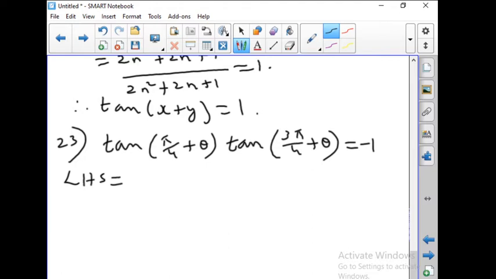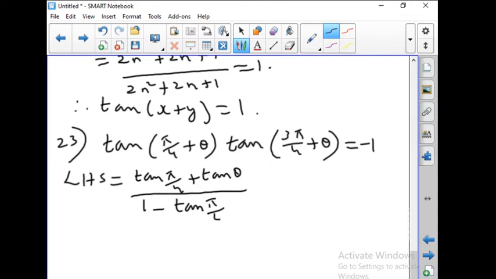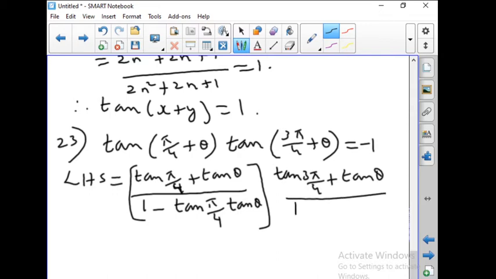Now using the identity, tan(pi by 4 + theta) can be written as (tan pi by 4 + tan theta) divided by (1 - tan pi by 4 into tan theta). Then similarly we have the next one. So the next one is (tan 3 pi by 4 + tan theta) divided by (1 - tan 3 pi by 4 into tan theta).